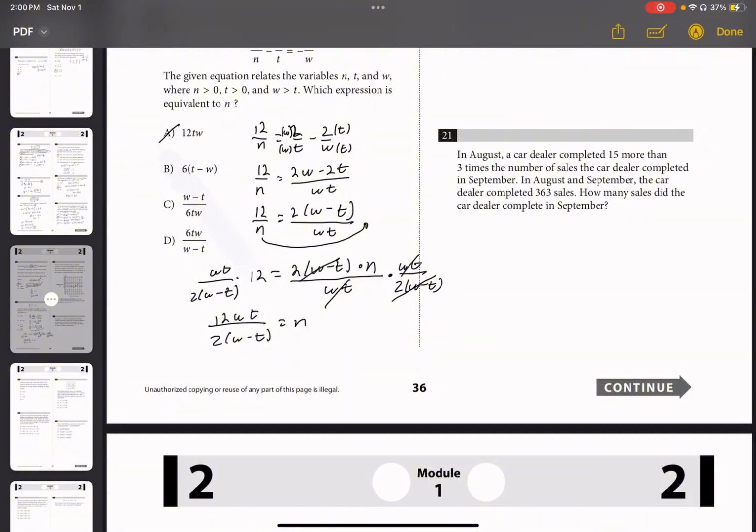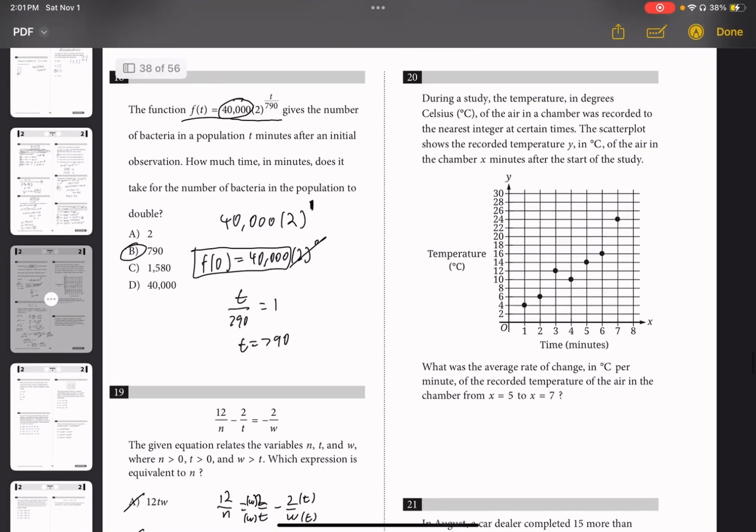If we look at our answer choices, this is wrong, this is wrong, this is wrong, and then wait, this doesn't match up either. What we need to do is simplify. So we know 12 divided by 2 is equal to 6, so 6wt over w minus t. And now we look at our answers. This is equivalent because if you flip around your variables, it's the same deal. So answer choice D is correct there.